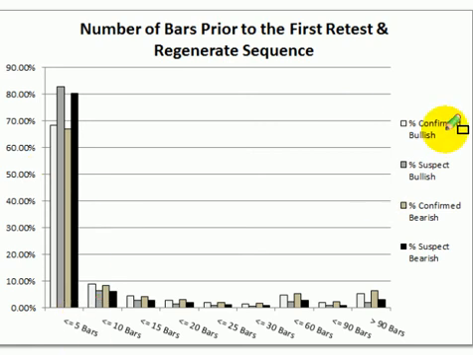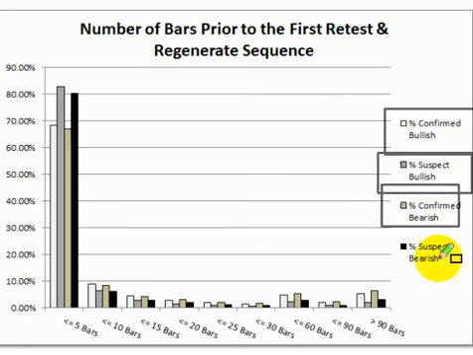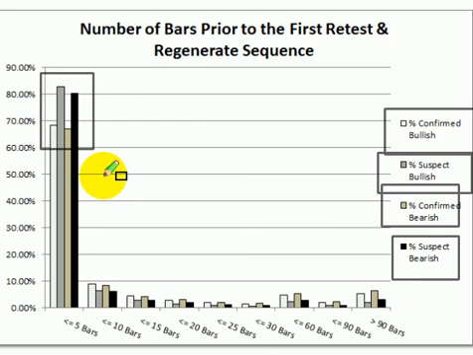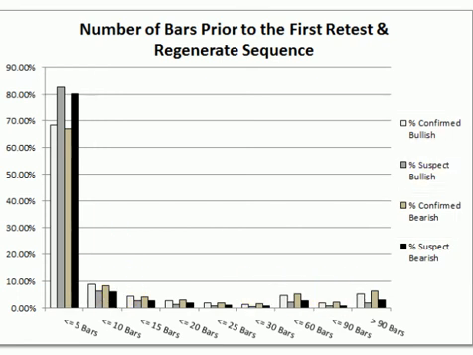Depending on the type of trade, confirmed bullish, suspect bullish, and then bearish and suspect bearish, look at the probabilities associated with them. Anywhere from about 68 to about 83% will immediately come back within 5 bars, right? And then the majority will come back within 10 bars. The vast majority will all come back within 10 bars. When you see a stat like that, what does that tell you?